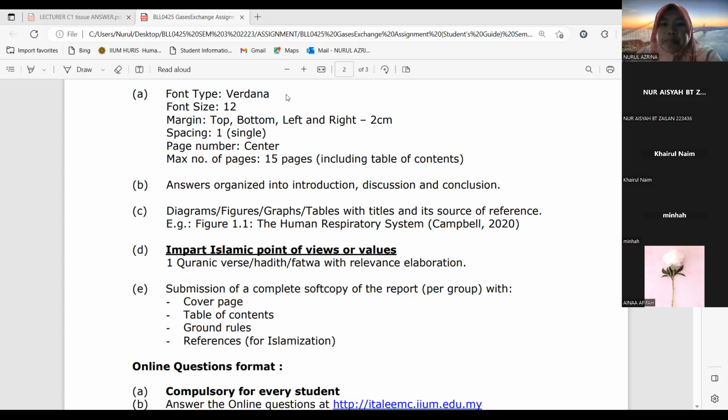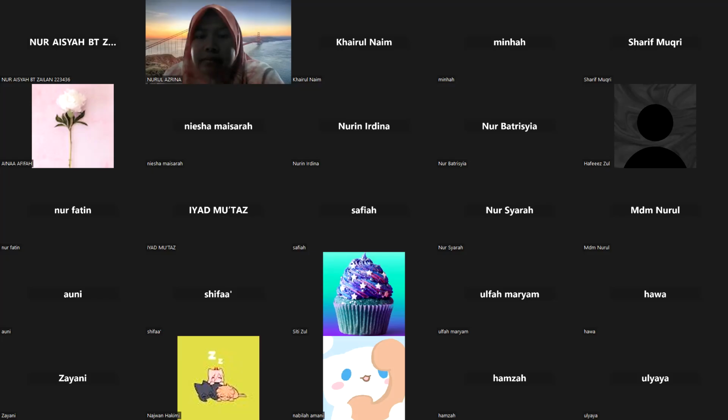Lagi soalan? Tak ada? Okay. Kalau tak ada, you all nak sambung ke? Nak stop kelas ke? Tak ada jawapan. Jawapan Madam sambunglah. Boleh je mana-mana, Madam.